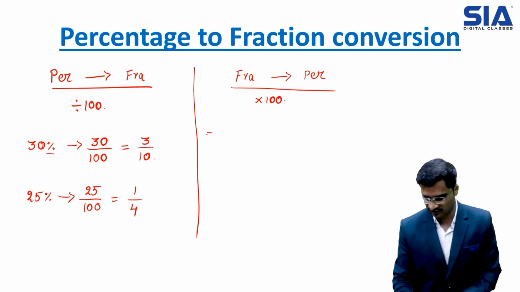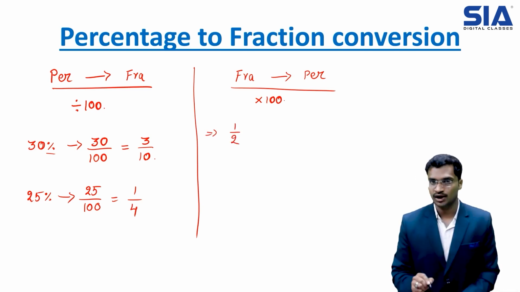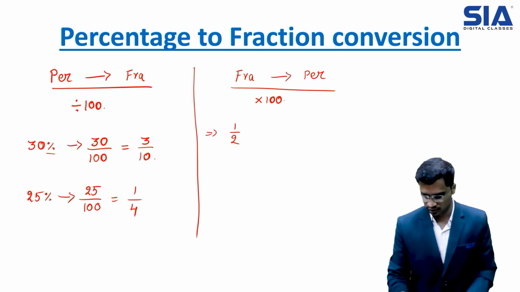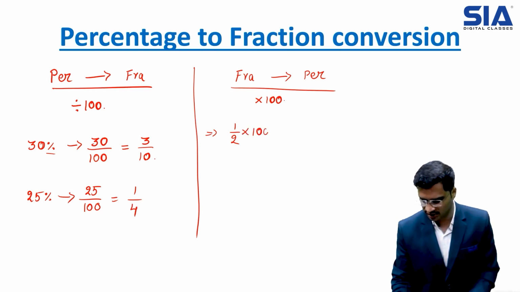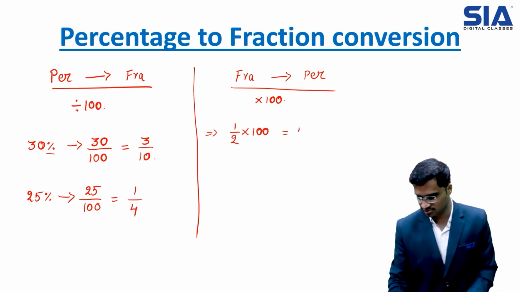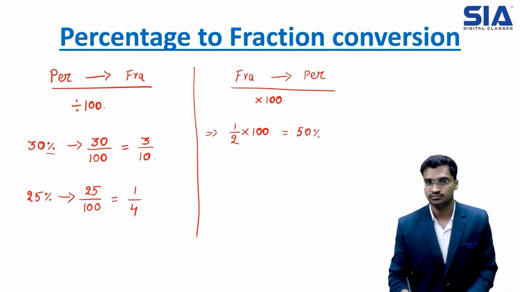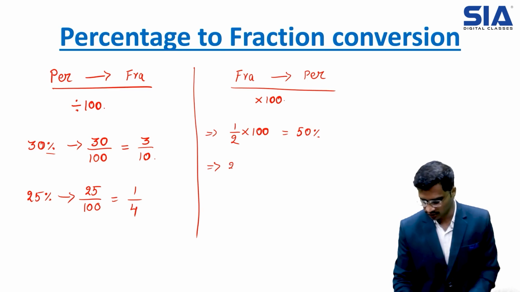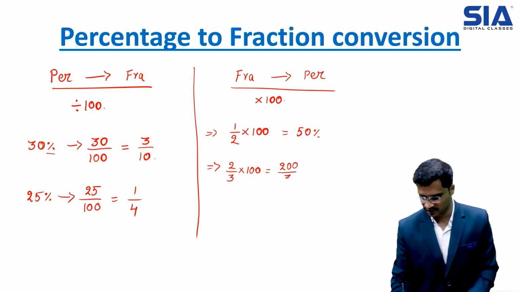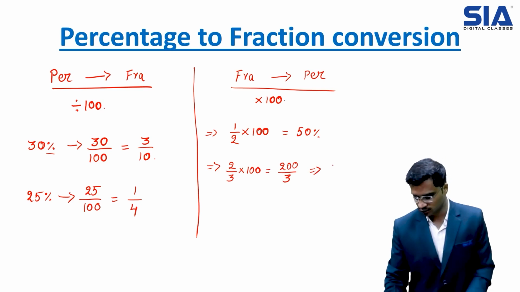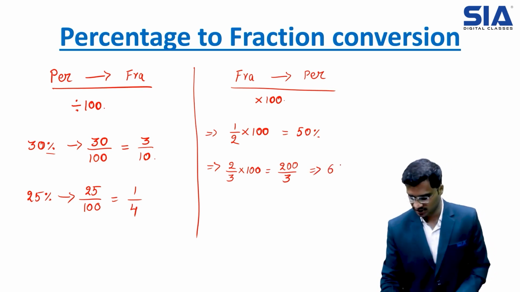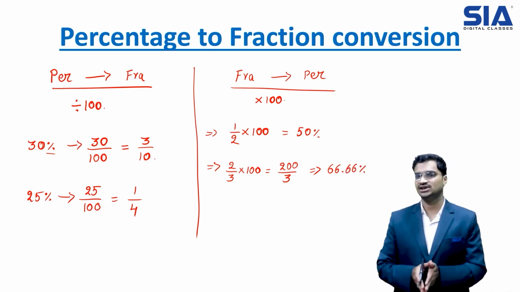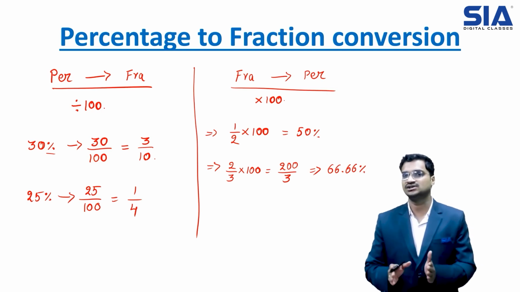Suppose I have a fraction value which says 1 by 2. I have to convert it to percentage. So what I have to do? I simply multiply it with 100. So 1 by 2 into 100 gives me 50 percentage. In the same way, I have a fraction like 2 by 3. 2 by 3 into 100 is 200 by 3. I can write it as 200 divided by 3, which gives me an answer of 66.66 percentage. So I can say that the fraction 2 by 3 is nothing but 66.66 percentage.